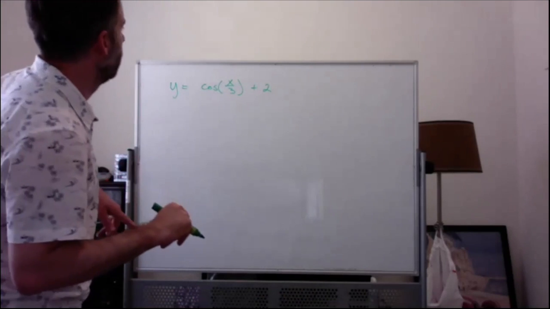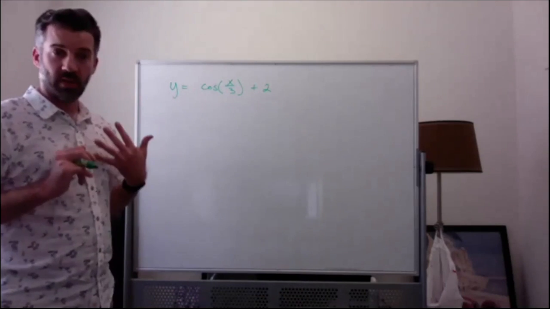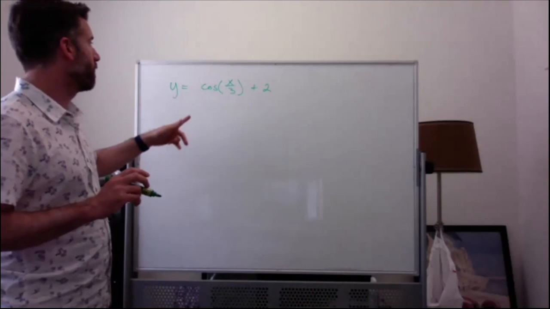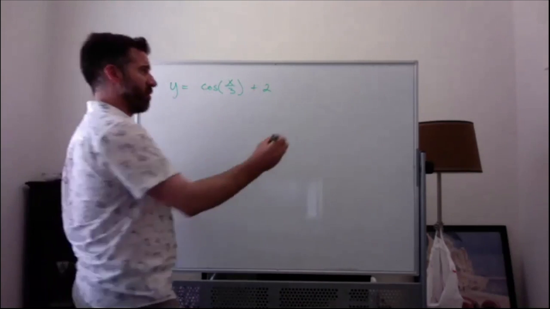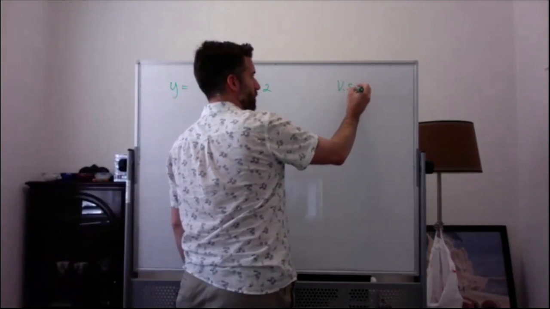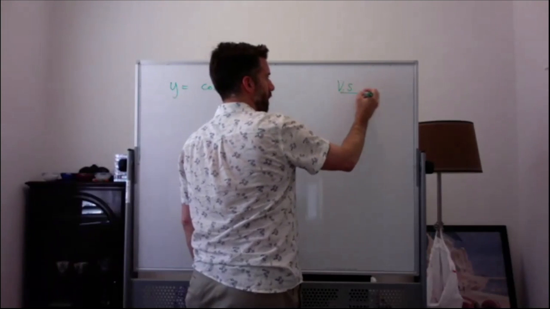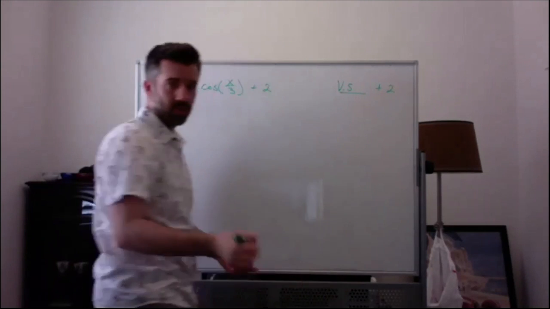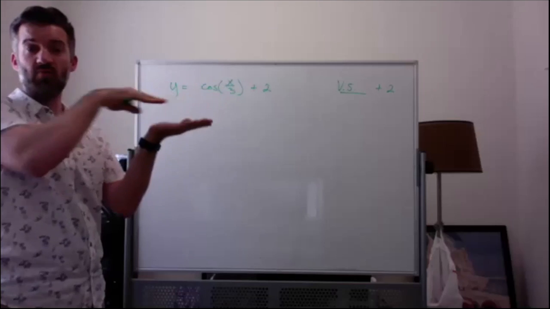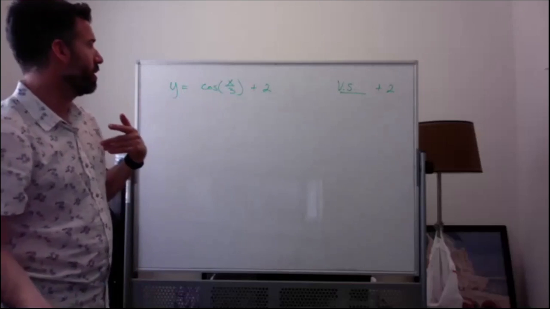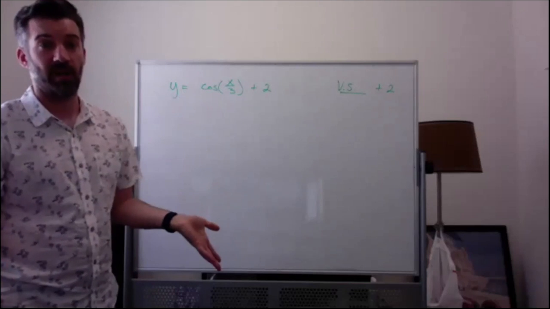It's all right. A couple things going on here. First of all, we have a vertical shift. That's something to take note of. We do have a vertical shift of plus 2. So we know this whole thing's going to be moved up, so our new midline is going to be 2. The other thing is we do have a different period.